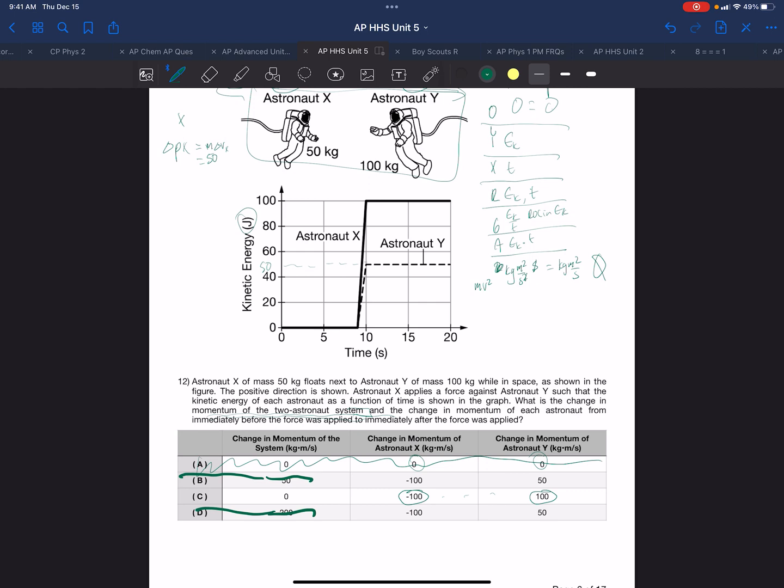So we don't actually have to do any calculations for this question. We just have to determine that the system of the two astronauts has 0 momentum before. It'll have 0 momentum after, we know. So the change is 0. And then we have to recognize that since there was 0 momentum to begin with, they must be equal and opposite to each other. So choice C.